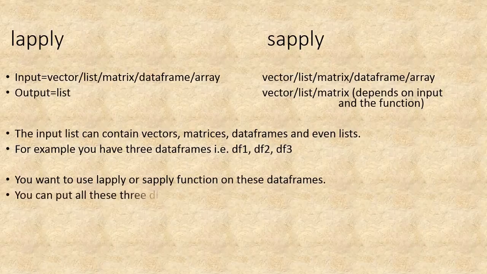You can also put all these 3 data frames into one list, and then that list could be used as an input to lapply or sapply. So how will you put all the 3 data frames into a list? This is the method given here. You just give a name to the container, that is lst here, and then use the function list to enclose all the 3 data frames into that list.